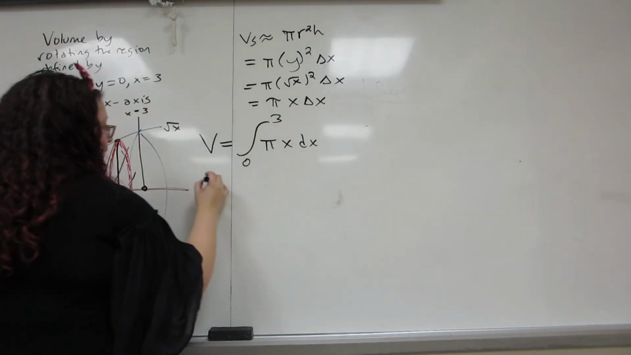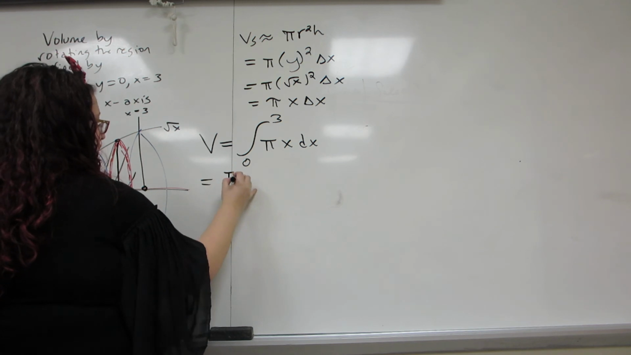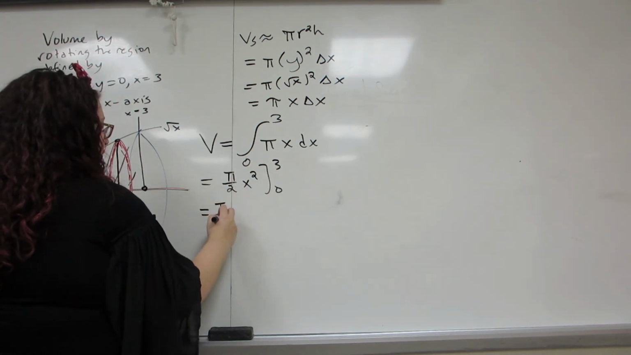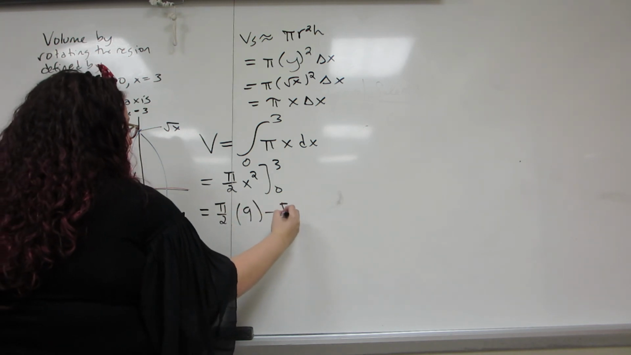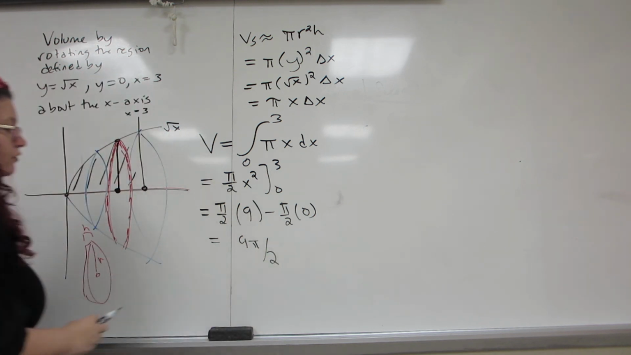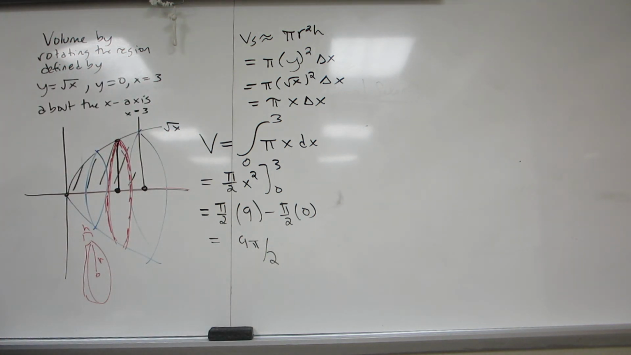Now I find an antiderivative. This is pi over 2 x squared evaluated from 0 to 3, which is pi over 2 times 9 minus pi over 2 times 0, otherwise known as 9 pi over 2, for the volume of my solid.